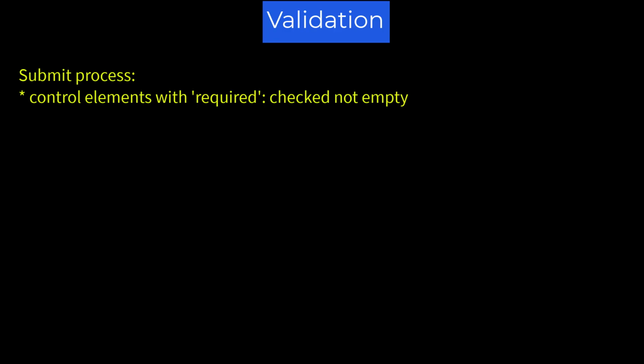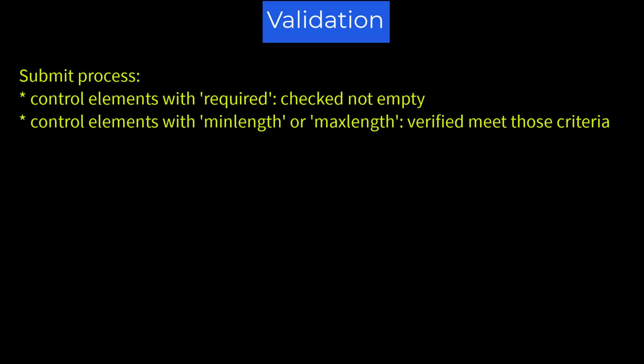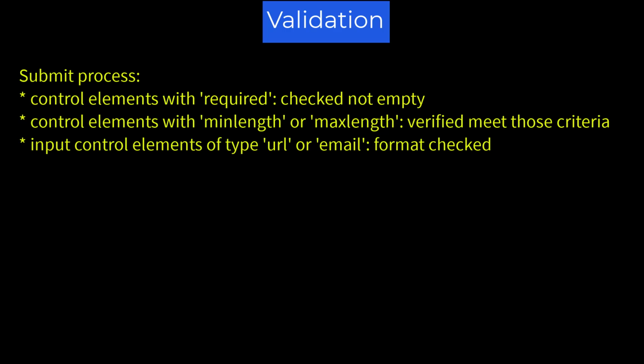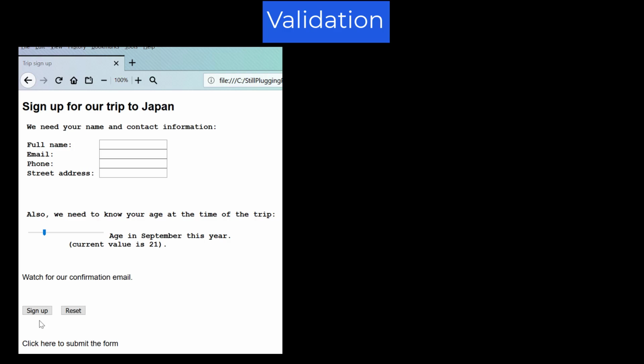So what happens is, control elements with the required attribute are checked to ensure there is at least some data in the value. Control elements with the minlength and/or maxlength attributes are checked to ensure these criteria are met by the value. Input control elements with types URL and email have their value properties checked for valid formats. And then any onSubmit event handler is run. Now, if the browser validation finds an error, it issues an error message and moves the focus to the field in error. But our checkVals routine does not do that.